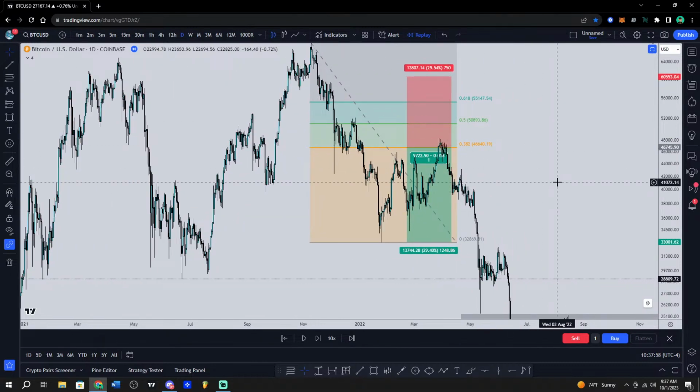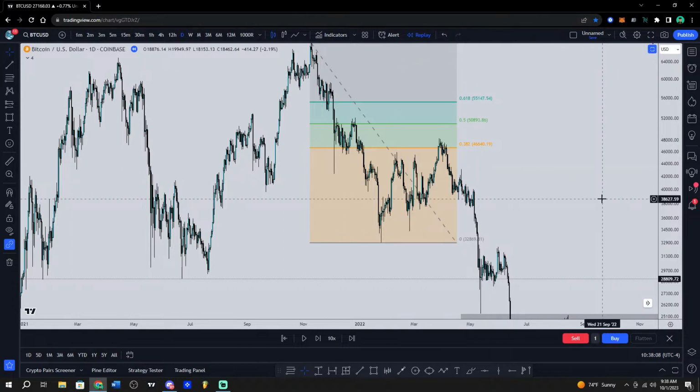Does anybody know? What are the odds of winning or losing a trade? Anybody? Type it in the chat. What are the odds of winning or losing a trade? Any trade, all trades, what are the odds of winning and losing a trade? Guys, it's 50-50. Every single time it's 50-50.